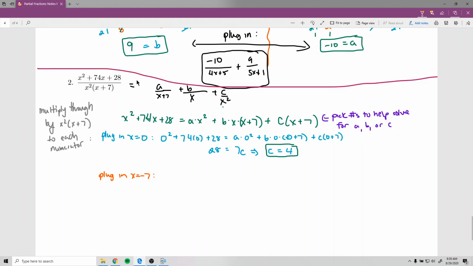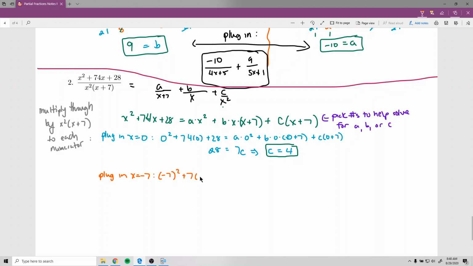All right, a good indication, you can always look at the original fractions and see what should I plug in. What will make them 0? Well, -7 will make this 0, 0 will make this 0. So those are the two numbers I knew I was going to plug in right away.